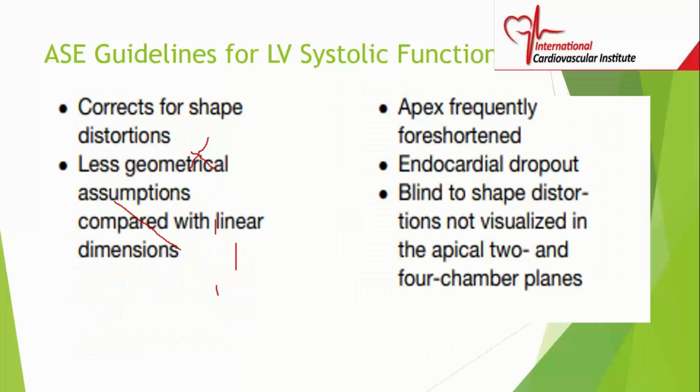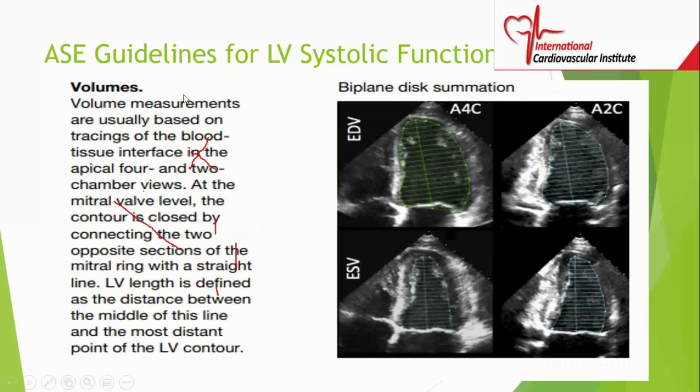All right. Now, the method that you use, so people doing exams, again, it is the method of the biplane disk summation, or the modified Simpson's rule. Okay, they have an area length method. That's not the recommended quantification method that the ASE uses. It's the biplane method of disks, or the modified Simpson's rule.